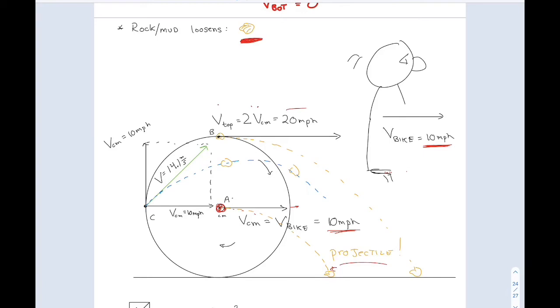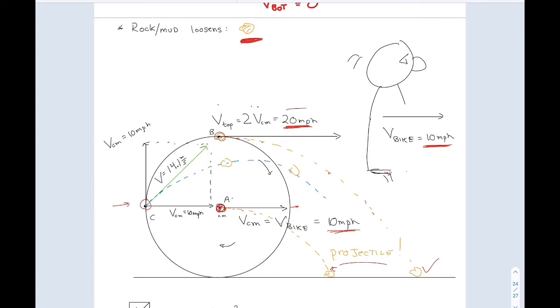Now, what if I had that same piece of mud up at the top, and it came loose at that instant? It's headed to the right with a speed of 20 miles per hour, horizontally, so it now looks like a projectile. It comes off in a parabolic trajectory and hits the ground right there. What if that same piece of mud was over here? What is that piece of mud doing?